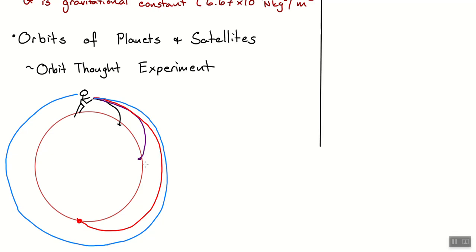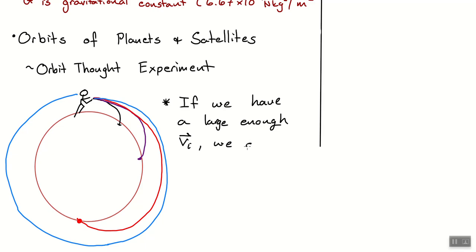Long before the realistic possibility of this happening, his was a cannon. I can't draw a cannon. But here's what he realized. If we have a large enough, and I'm just going to call this VI for initial velocity, we get orbit.